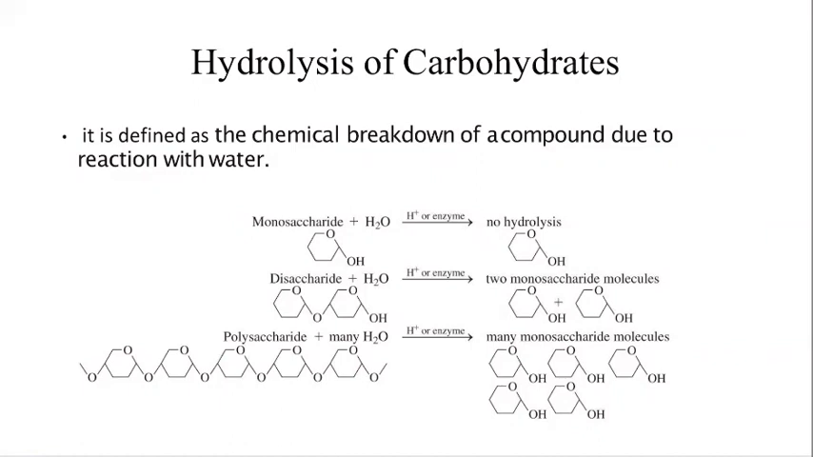A monosaccharide cannot be hydrolyzed. As you can see, no hydrolysis, because you already have a single unit of sugar. So from one unit, you cannot break it down to half a unit. So monosaccharides are the only type of carbohydrate that doesn't undergo hydrolysis. If you have a disaccharide, of course, you're going to make 2 units of monosaccharides. If you have a polysaccharide, you make many, many units of monosaccharides.